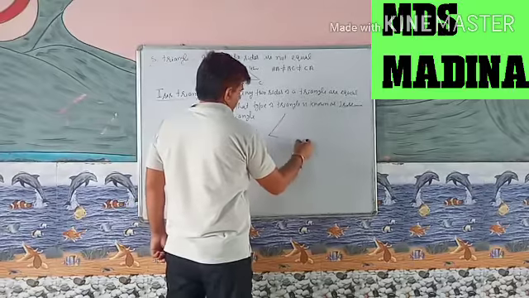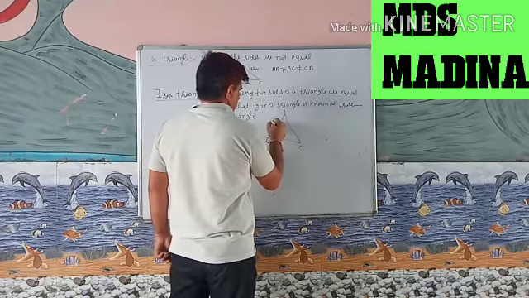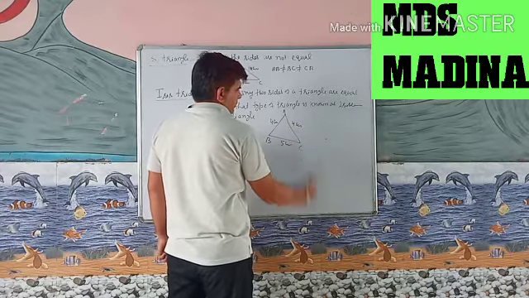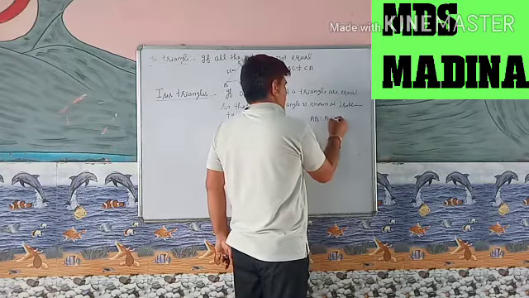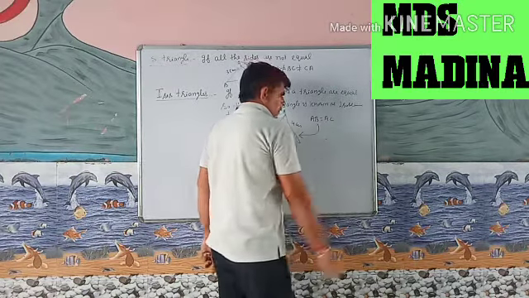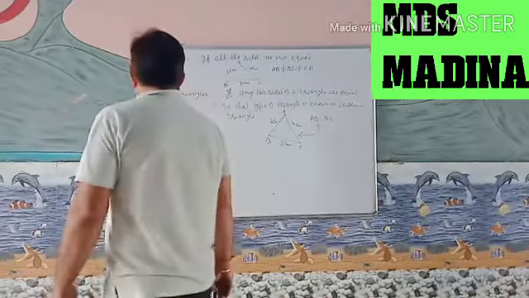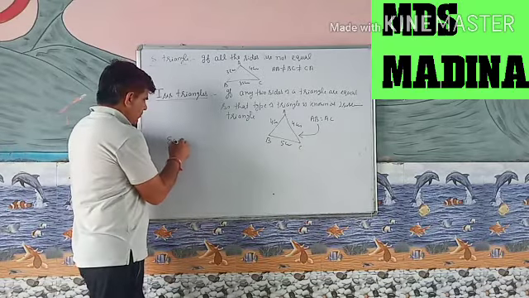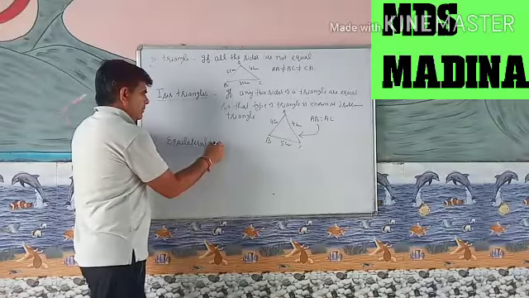Example, so many. This ABC you can see. This is 4 centimeter. This also 4 centimeter. This is 5 centimeter. So here AB equal to AC. So this triangle is known as an isosceles triangle. Third triangle, what is the equilateral triangle?